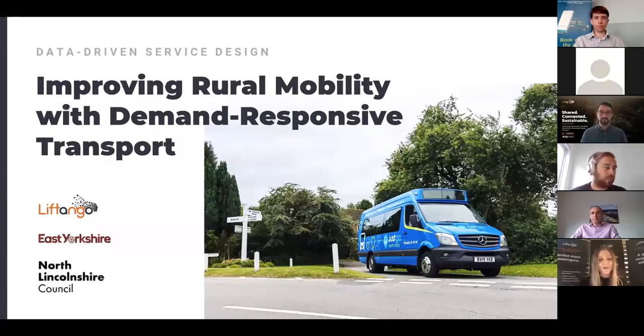Today we're going to hear from members of Liftango and East Yorkshire buses, part of the Go Ahead group. We're going to unpack data-driven service design for demand responsive transport and showcase the launch of the on-demand service, Just Go Northlinks, a collaboration between Liftango, North Lincolnshire Council and East Yorkshire buses.